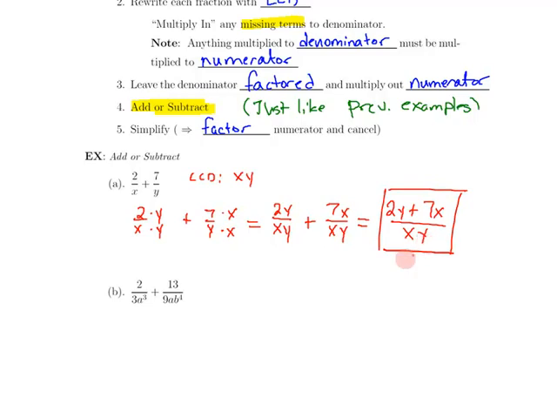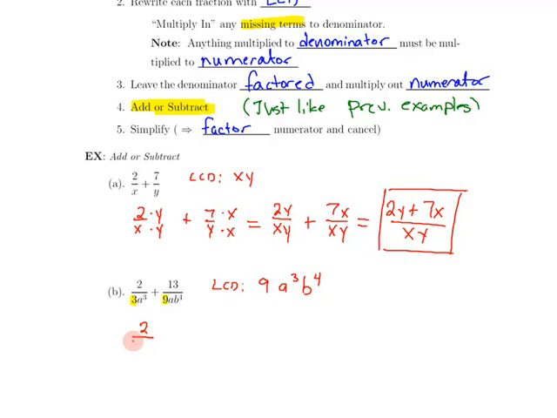On B, again, we start by finding the LCD. We look at the 3 and the 9, and we notice, of course, that 9 is the lowest common denominator for 3 and 9, so 9. We need an a raised to the third power, and b raised to the fourth power, because that's the highest power that appears for each of those two factors. So there's our LCD. We are now going to rewrite our fractions in terms of the LCD.